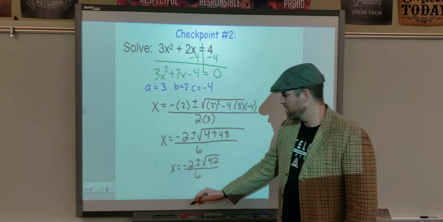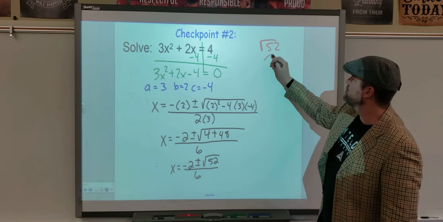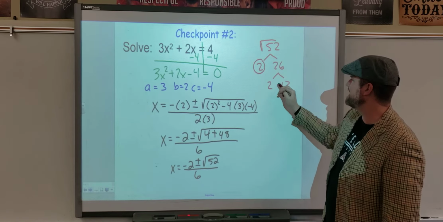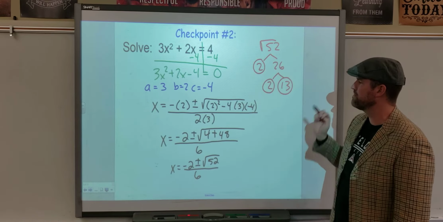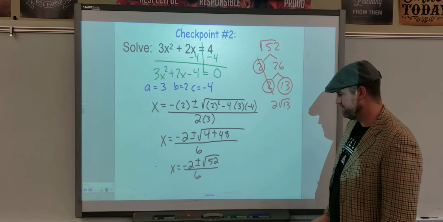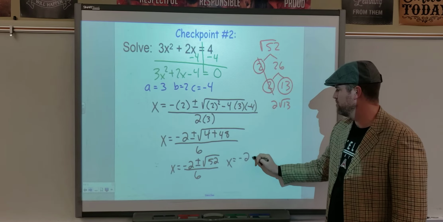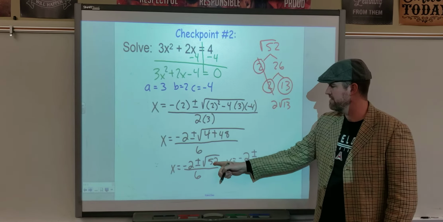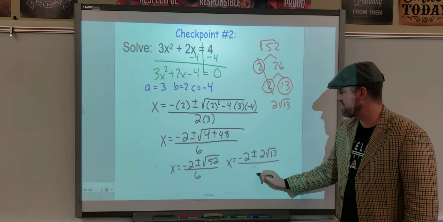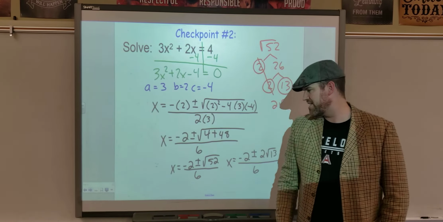Then we simplify the square root. Ay caramba, look at all this work we're doing. This is amazing. Square root of 52, 2 times 26, 2 times 13. 13 is a prime number, circle that, and that becomes 2 root 13. So we've got x equals negative 2 plus or minus, and we said this simplifies to 2 root 13 over 6. And if you stop there, you did a great job, but one more step.